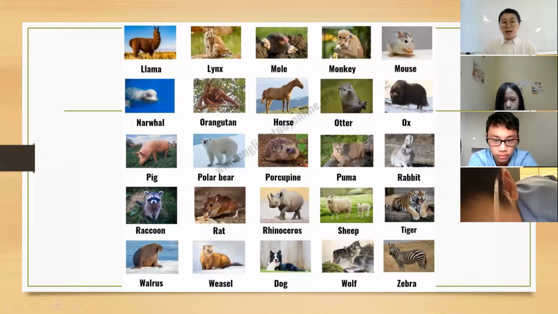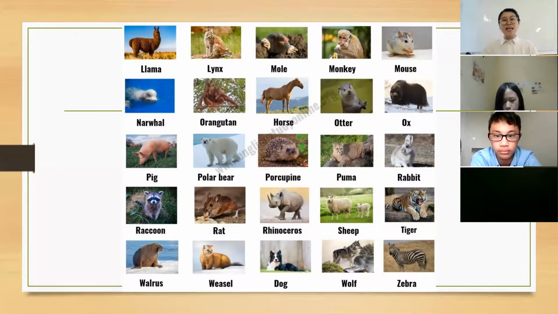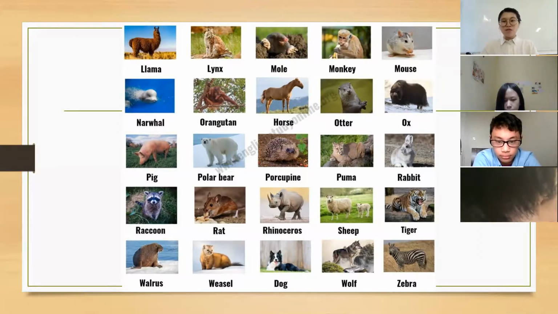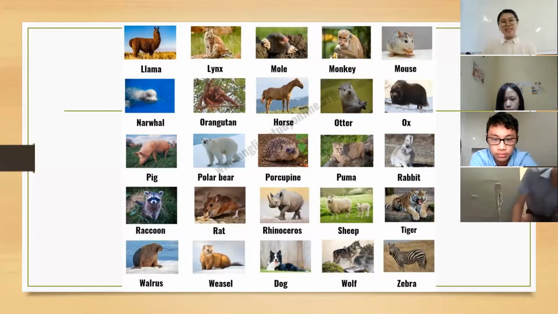Again, mammals have hair and fur. Some of them have 4 limbs. And of course, the female mammals produce milk for their young. Okay, so let's practice.